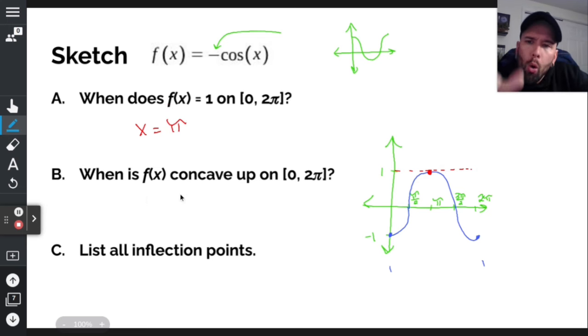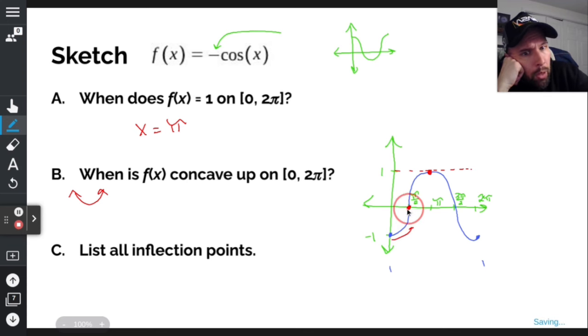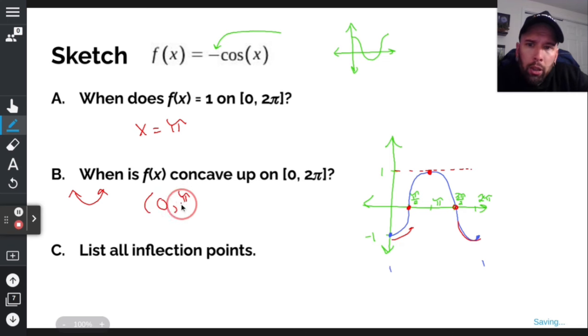Okay. When is f of x concave up on the interval 0 to 2 pi? Well, concave up looks like this. And concave up happens here, there to there, and it hits an inflection point. So this is concave up, concave down, concave down, concave down, inflection point, concave up, concave up, concave up. So we are concave up between 0 and pi over 2, but not including pi over 2, because it's neither concave up nor concave down at the inflection point.